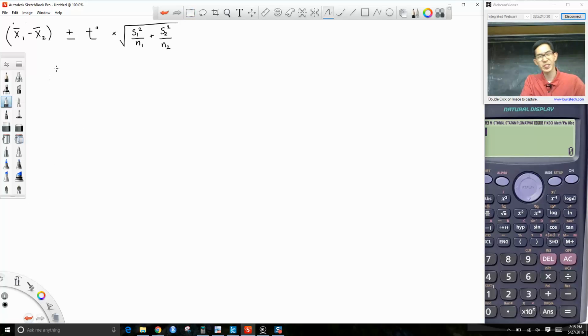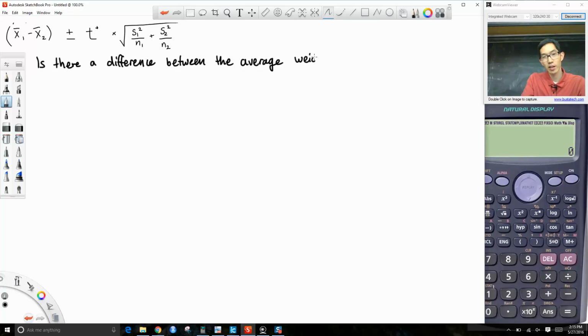So, you know, is there a difference between the average weight of apples and the average weight of oranges? This is a very important question.